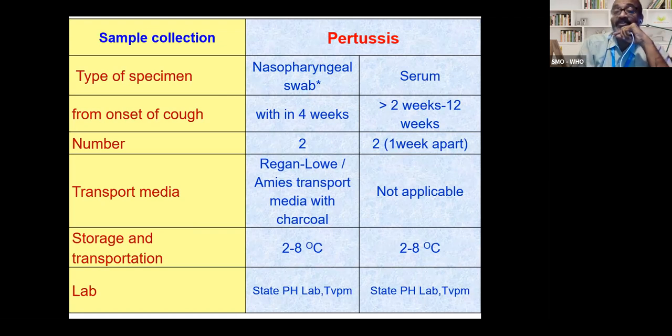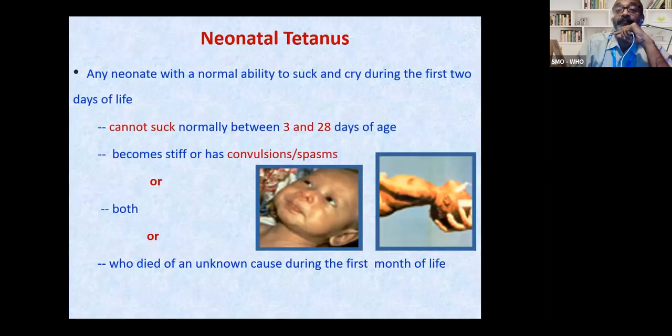And again, these samples should reach the state public health lab. And for neonatal tetanus, these are the criteria for reporting. One, a newborn with a normal ability to suck and cry during the first 2 days of life, becomes stiff or has convulsions or spasm, and cannot suck normally between 3 to 28 days of age. Or a child died of unknown cause during the first month of life. Even that is to be reported as suspected neonatal tetanus.